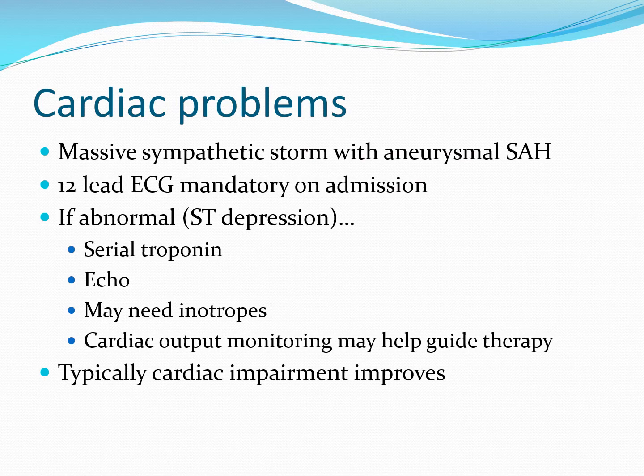Cardiac problems are very, very common in patients post-subarachnoid hemorrhage, and that is because subarachnoid hemorrhage will cause a massive sympathetic storm for the patient. A 12-lead ECG is mandatory on admission for these patients, and if it's in any way abnormal, we should be looking at an echocardiogram because our patients may need inotropes, and cardiac output monitoring may help guide our therapy.